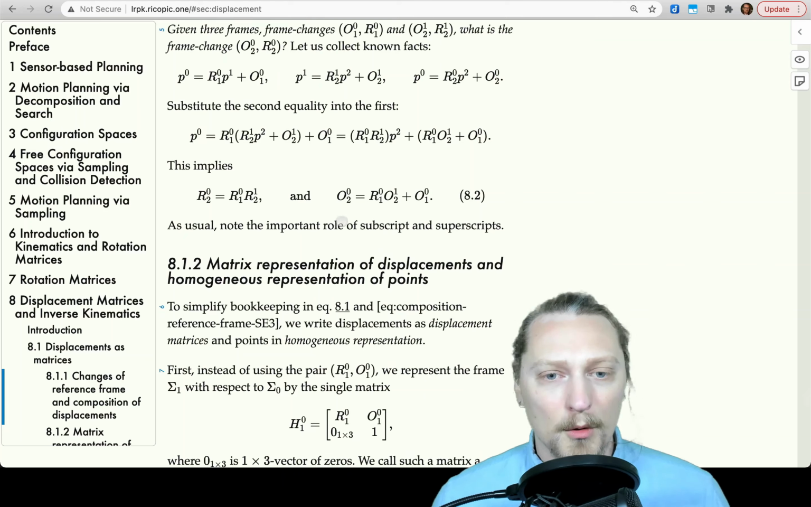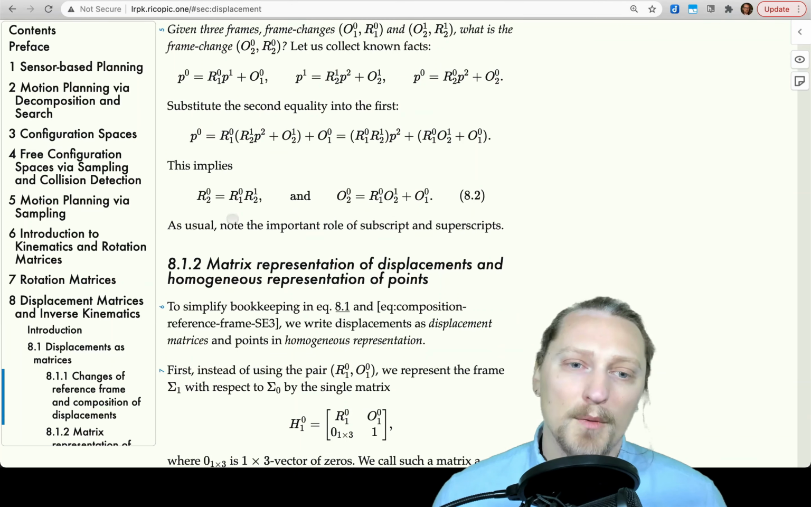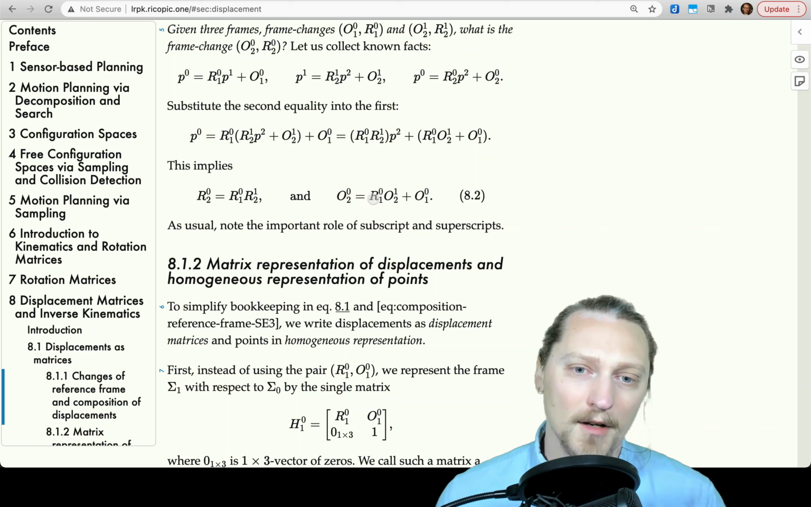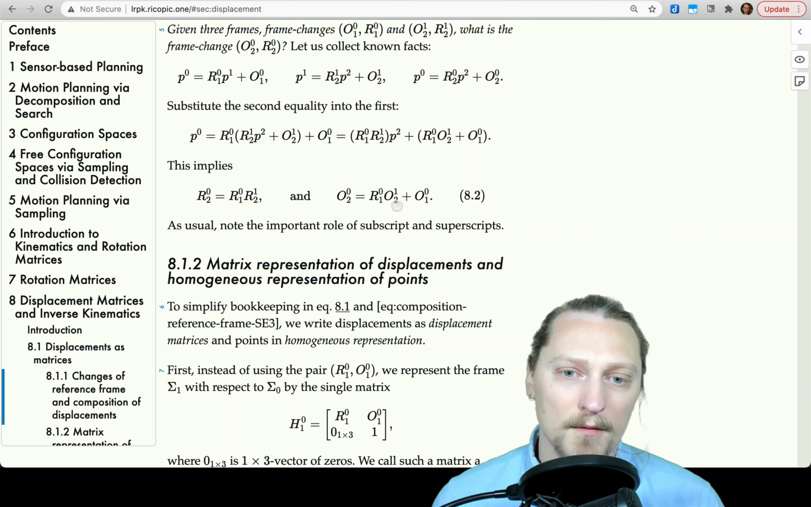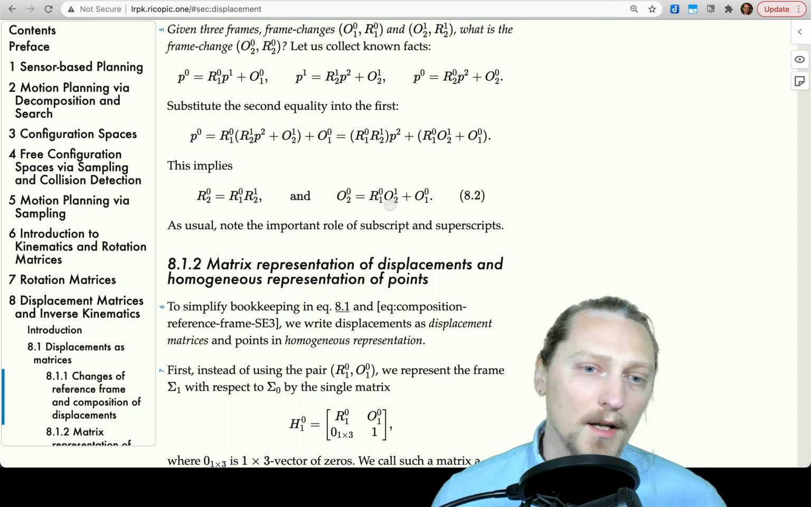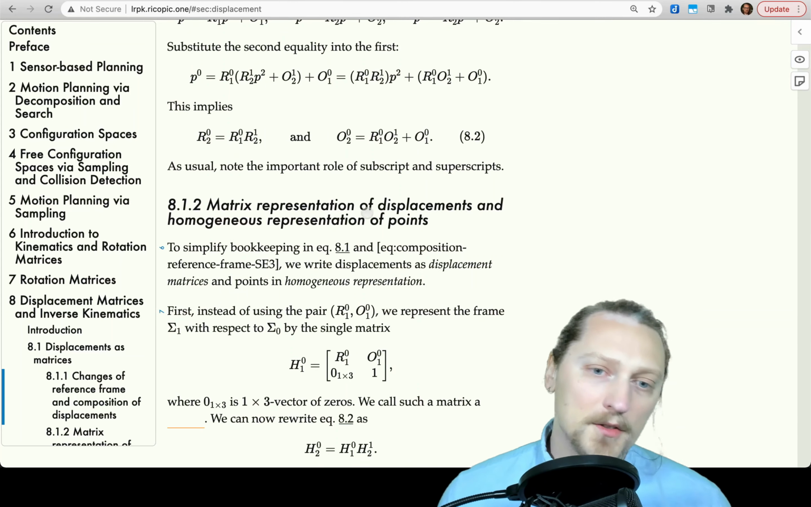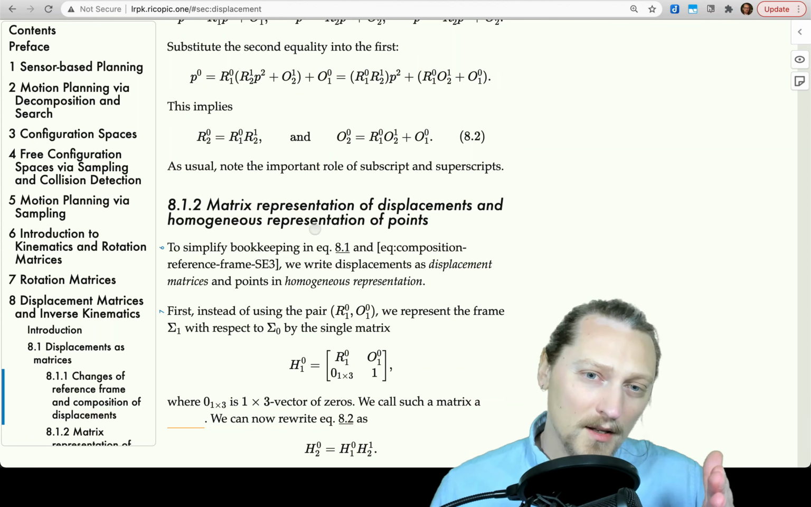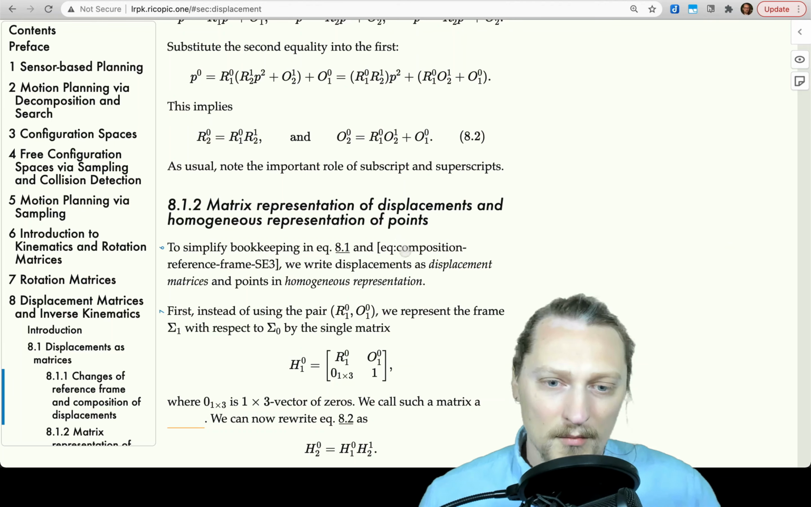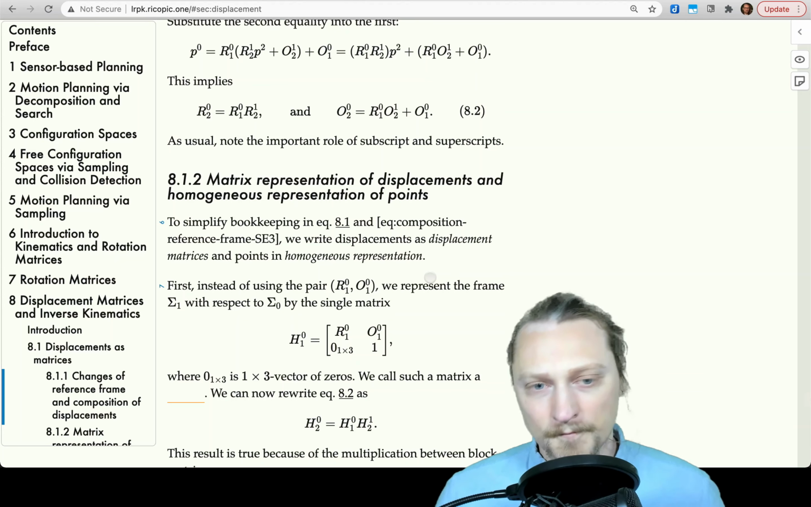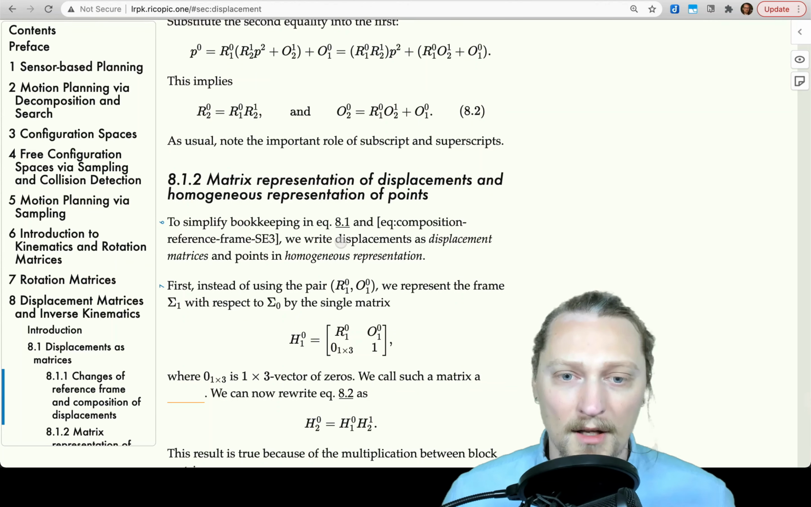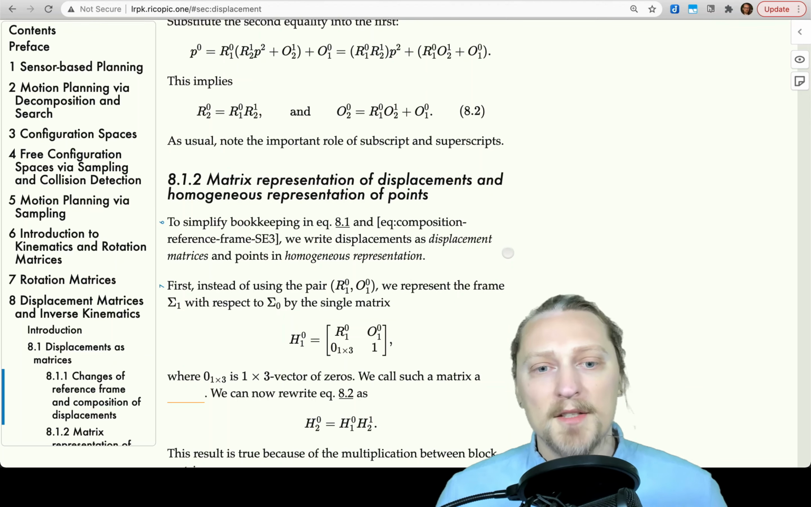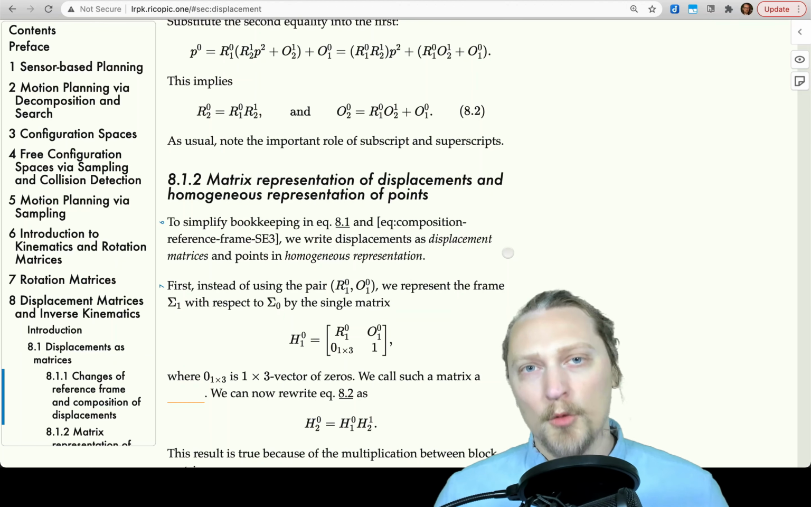As usual, note the important role of subscript and superscript. So we see that the subscript matches the superscript of the right matrix, right? Or the right point, depending on if it's multiplying a point, a vector, or a matrix. So, matrix representation of displacements and homogeneous representation of points. We're almost there. We can do it in this way, but we'd like to write it as a single matrix instead of a matrix plus another term. To simplify bookkeeping in equations 8.1 and 8.2, we write displacements as displacement matrices and points in homogeneous representation.